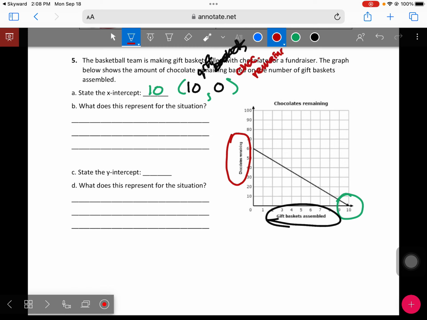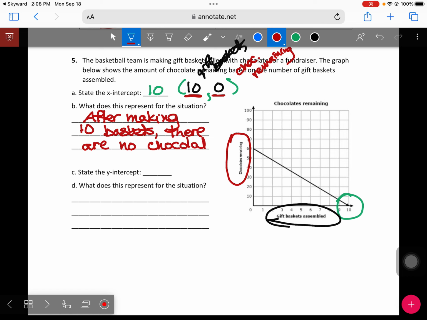So use this ordered pair to help you create the situation. And yes, you have to talk about 10 and 0. So what would you say? What is the situation here for my x-intercept? After getting to 10 points, there were no chocolates left. After making what? After making 10 baskets. Yes, perfect. After making 10 baskets, we're talking gift baskets. After making 10 baskets, comma, there are no or 0 chocolates left.